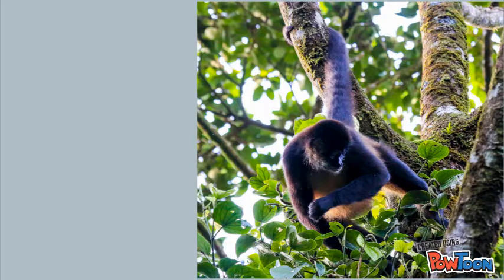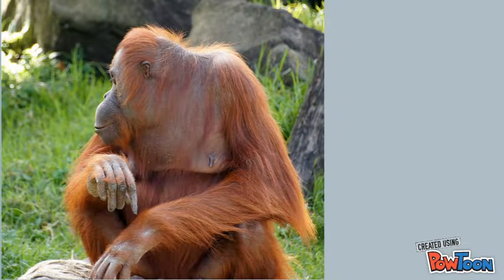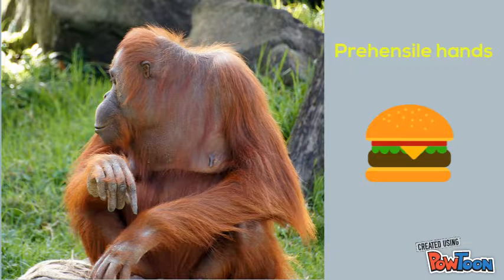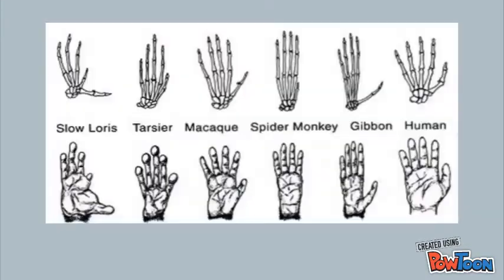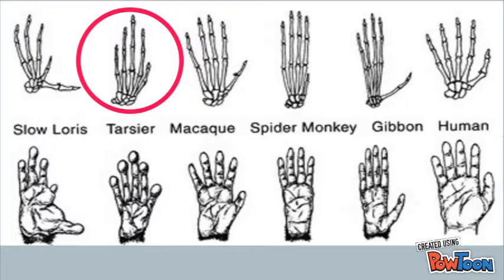Primates have a flexible and generalized limb structure that's able to move readily in many directions. Primates have prehensile hands, and most of them have prehensile feet as well, and this means they have the ability to grasp and manipulate objects. Primates have 5 digits on their hands and feet. Note that a few primates, like the spider monkeys, have what are called vestigial thumbs. This means that they have either a very small or non-existent external thumb.